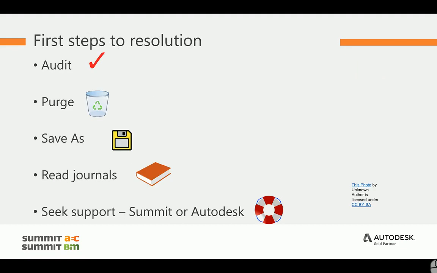First steps to resolution. Audit the file. Run a selective purge 3 times to be most effective. Save as. This writes a new file omitting lots of the miscellaneous junk that's no longer required. Read the journals, look for indications of where the error began, and seek support. Summit and Autodesk are both great resources.